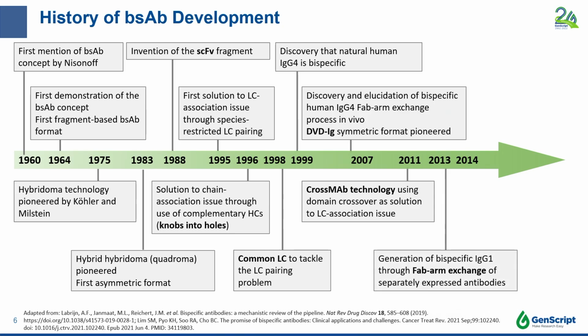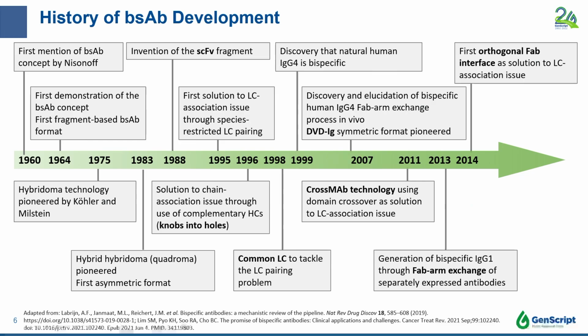And then in 2013, generation of bispecific IgG1 through Fab-arm exchange, and finally the first orthogonal Fab interface solution to the light chain association. So as you can see, we've come a long way in the last 60 years, and as you've seen throughout a lot of these talks today, a lot more technology is now also being developed to enable the production of bispecific antibodies.